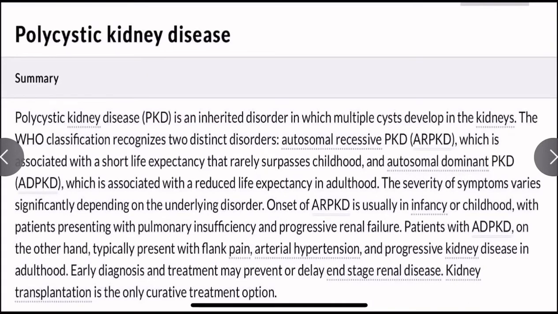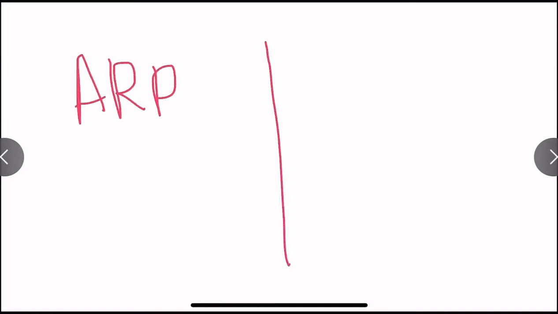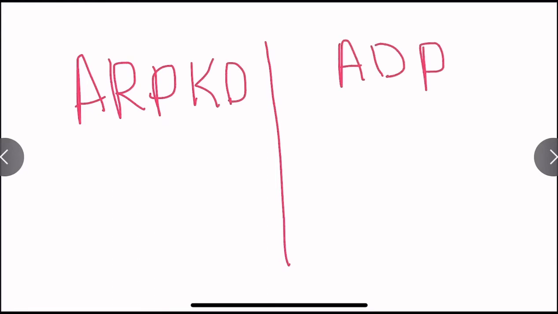Polycystic kidney disease is an inherited disorder in which multiple cysts develop in your kidney. The World Health Organization classification recognized two distinct disorders: one is autosomal recessive polycystic kidney disease and the other is autosomal dominant polycystic kidney disease. Do you really understand? Now let me tell you what it means.